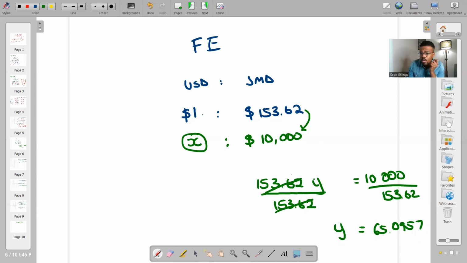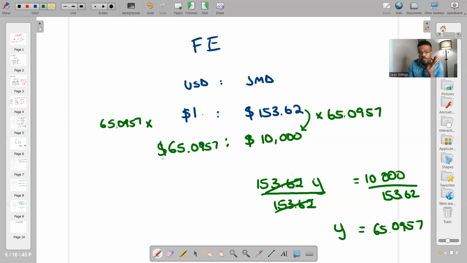How did you move from this 153.62 to 10,000? You had to multiply by 65.0957. Right. Now remember, what you do to one side of the ratio, you have to do to the other. So I'd have to multiply this other side by 65.0957. Anything times 1 is going to give you that same number, right? So really $65 US, roughly $65 US, is the same thing as $10,000 Jamaican, all right?